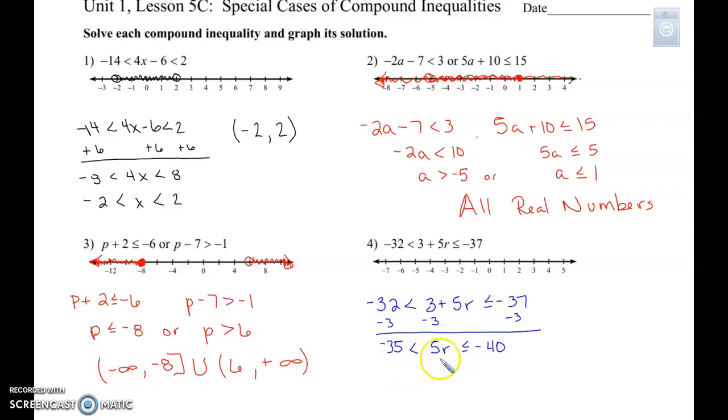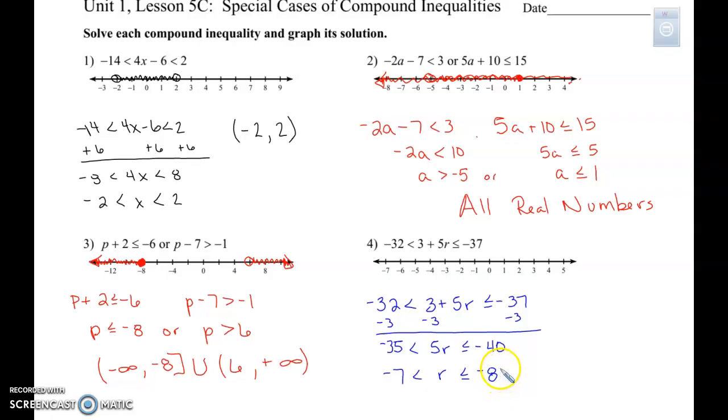So you should get -35 is less than 5r, which is less than or equal to -40. Then you're going to divide everything by 5. So if I divide the beginning, middle, and end by 5, the 5s are going to cancel out in the middle, so you should have -7 is less than r, which is less than or equal to -8. Okay, so on this one, when you're actually looking at it, -7 is less than r, which is less than or equal to -8.